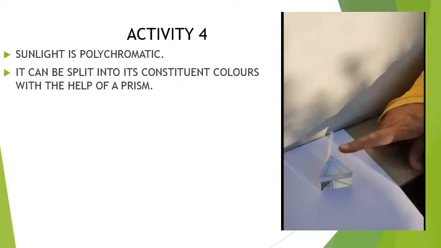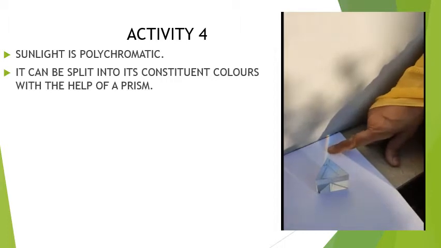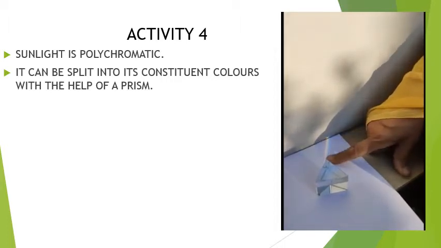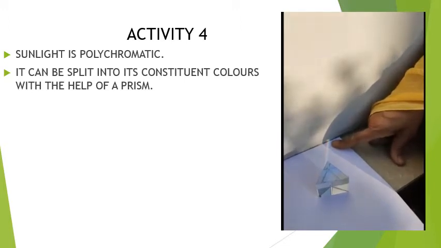Near the base, there is violet color. Violet, indigo, blue, green, yellow, orange and red. We can see all the 7 colors in this band of light. This band of 7 colors is known as spectrum.